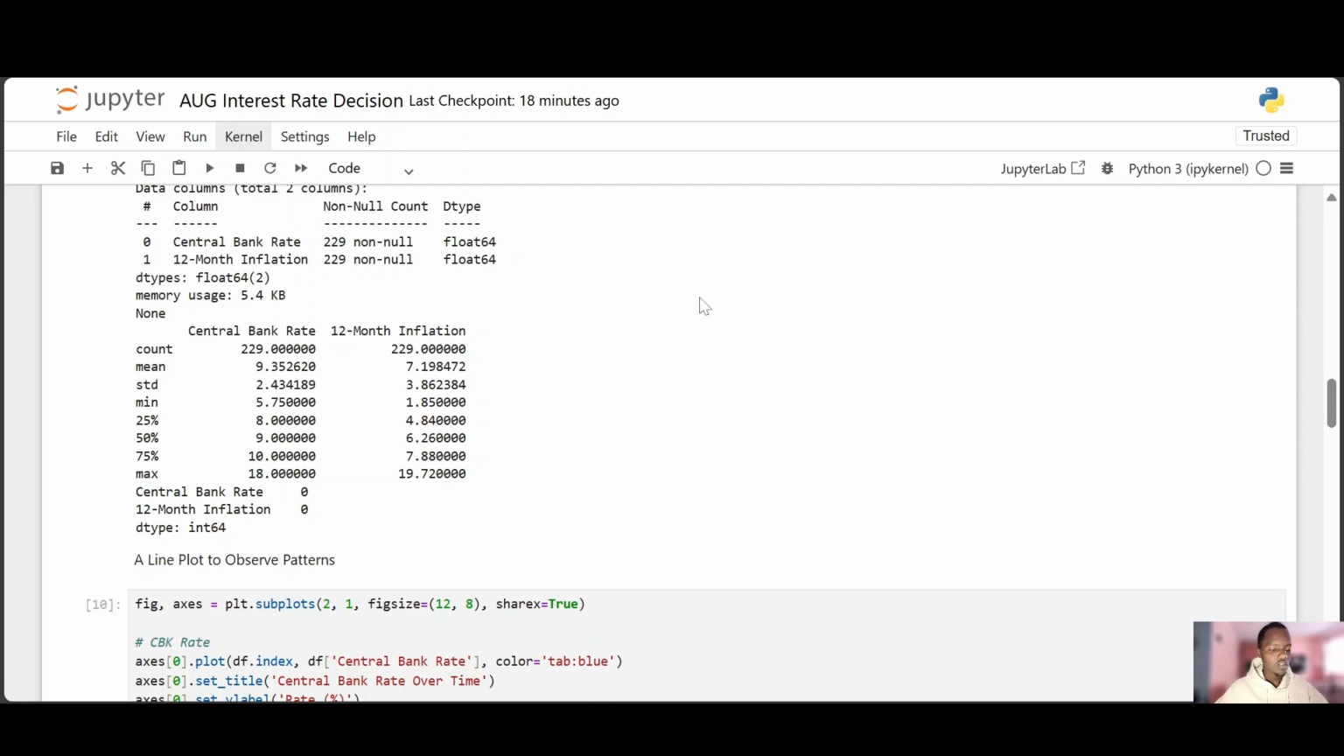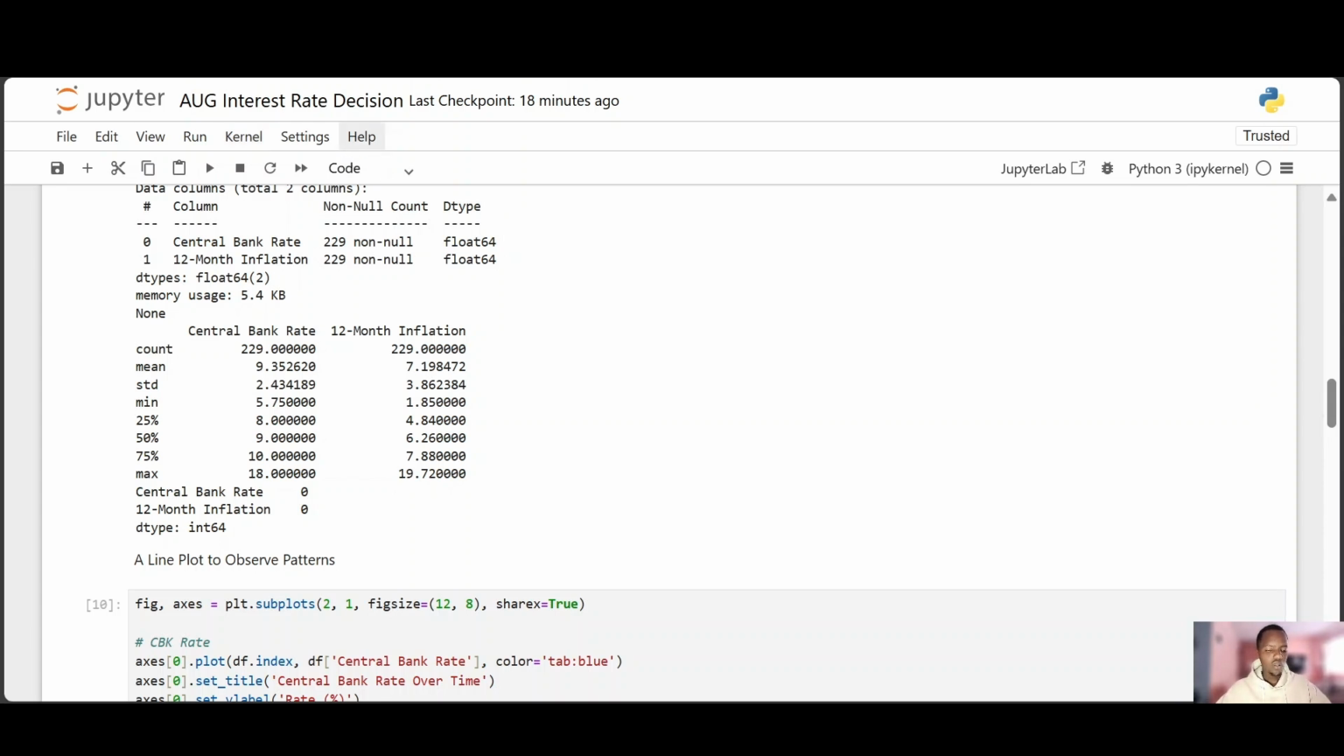both. The mean central bank rate was 9.35. The average difference between the entries and the mean was 2.43. The minimum central bank rate was 5.75. The maximum central bank rate was 18. The first quartile, the second quartile, and the third quartile were 8, 9, and 10, respectively.